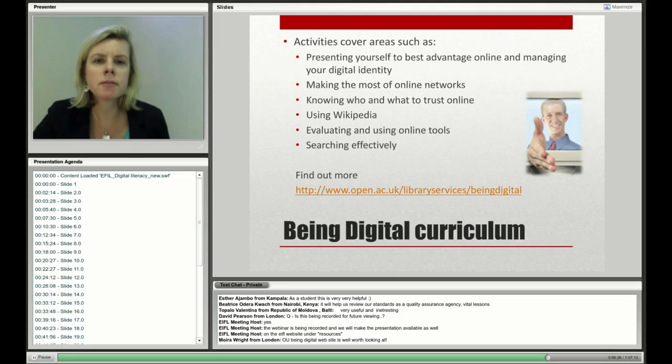Just to give you an idea of some of the things it covers, and you'll see lots of common threads coming through all these programs, it's about presenting yourself online, managing your digital identity, making the most of online networks, so how you can use networking to communicate and collaborate with people, knowing who and what to trust online, so a lot about this idea of evaluating sources, not just taking information at face value. Using Wikipedia effectively in your studies, when to use it, when not to use it, evaluating and using online tools, and searching effectively.